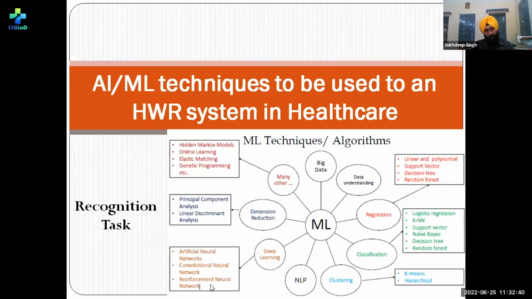Once we have collected and pre-processed data, feature extraction has been done and the segmentation task has been performed, the next task is the recognition task, meaning the handwriting recognition task. As we can see in this diagram, machine learning deals with big data, data understanding, regression, clustering, NLP, and many other techniques. But in the case of handwriting recognition, we deal with three main things: clustering, classification, and deep learning.